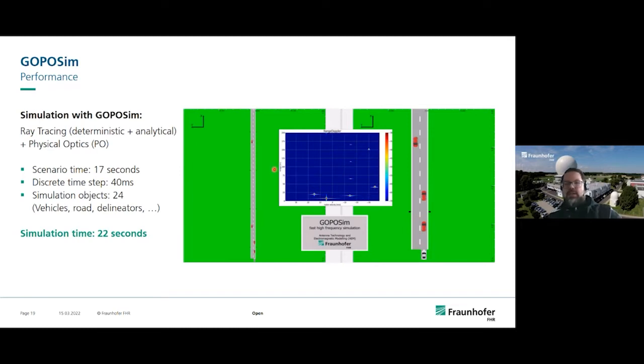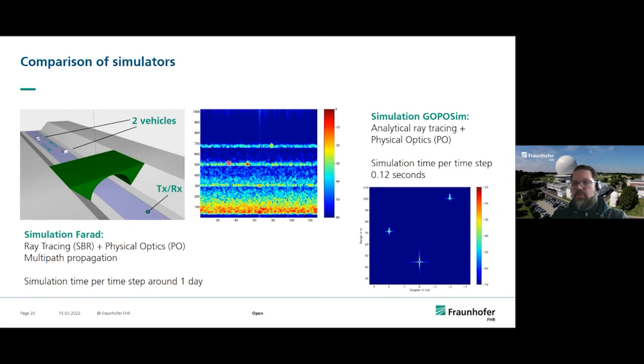We can even compare this again. If we compare it to our Farad simulation, then you see that the simulation time per time step took around 1 day. And if you calculate the same for Goprosim, then you see that the simulation time per time step is only 0.12 seconds. So again, you might say, well, but if you look at these targets here, they are not really complex and there is not that much going on. But actually, we can zoom in here and see some fascinating details about the simulation.